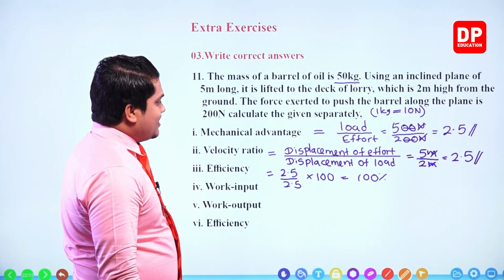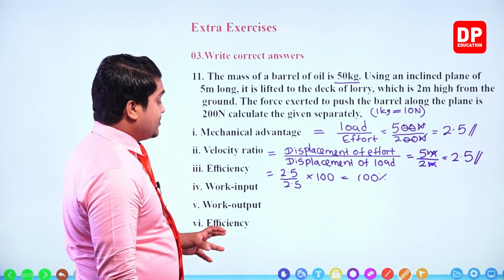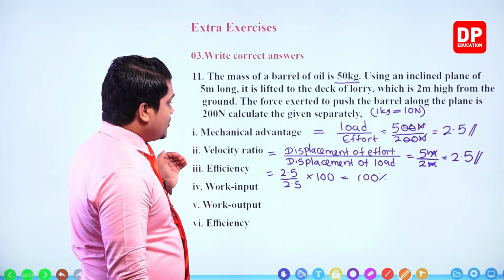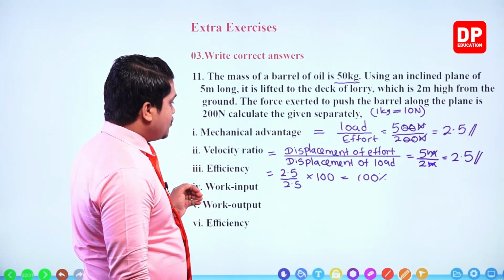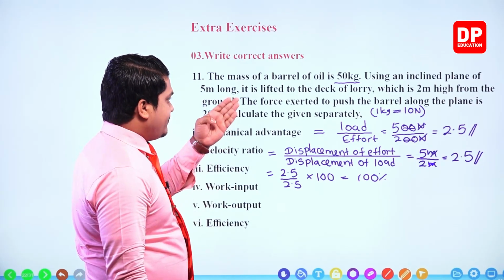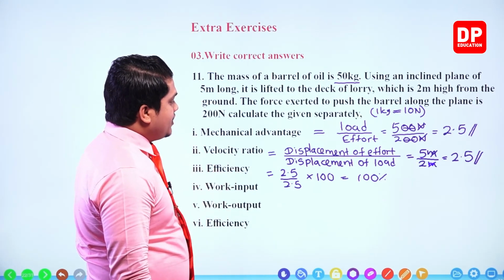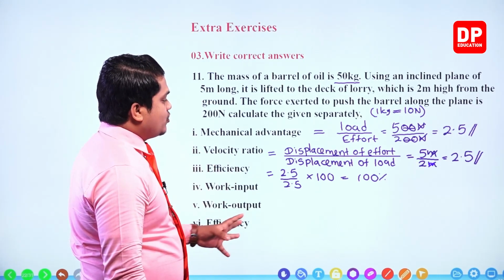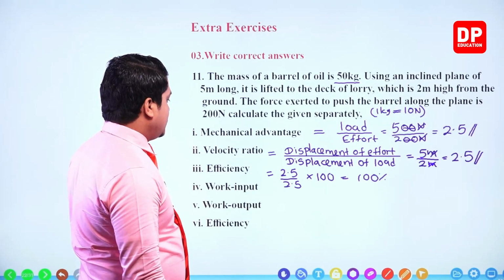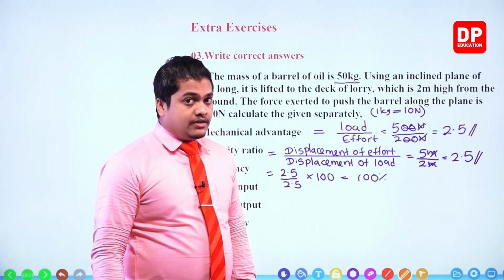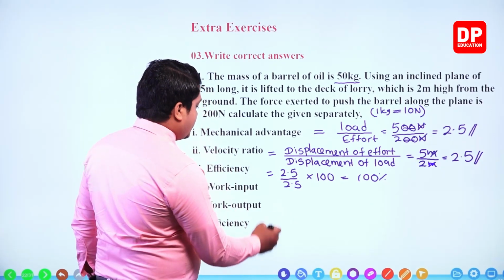Efficiency means, my dear children, the mechanical advantage divided by the velocity ratio into 100. So mechanical advantage 2.5, velocity ratio 2.5 into 100. That means 1 into 100 equals 100%. Means that work input should be equal to work output in here. Let's see whether it is getting equal or not.